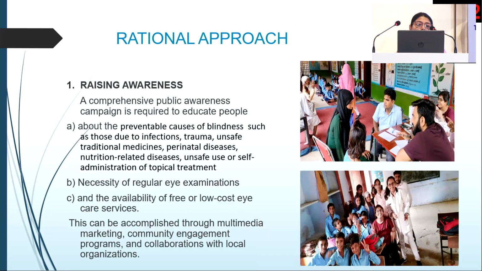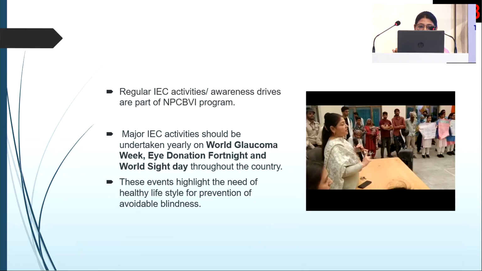How can we approach these? The rational approach would be divided into 5 parts. First is raising the awareness. A comprehensive public awareness campaign is required to educate people about the preventable causes of blindness, the necessity of regular eye examinations, and the availability of free or low cost eye care services, and this can be done through multimedia marketing, community engagement programs and collaboration with local organizations.